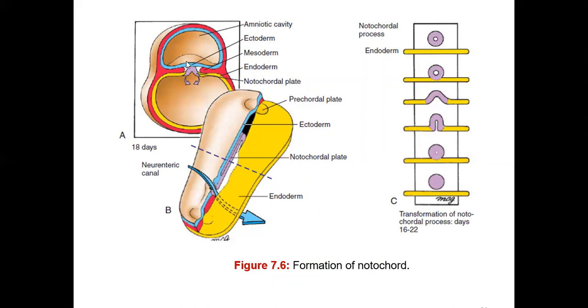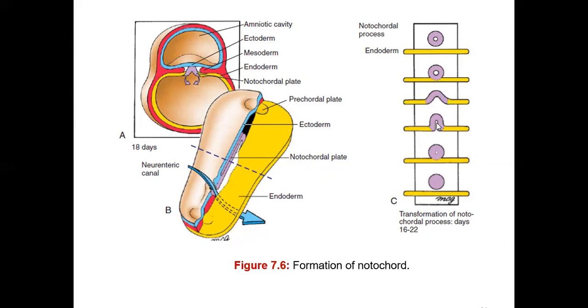Firstly, what happens? The epiblast cells will migrate inside. They will form the notochordal process anterior to the primitive node and caudal to the prechordal plate. They will form a notochordal process first. Then it will arrange into a notochordal plate. Its lower cells will fuse with the underlying endoderm. So now the flat notochordal plate is being formed.